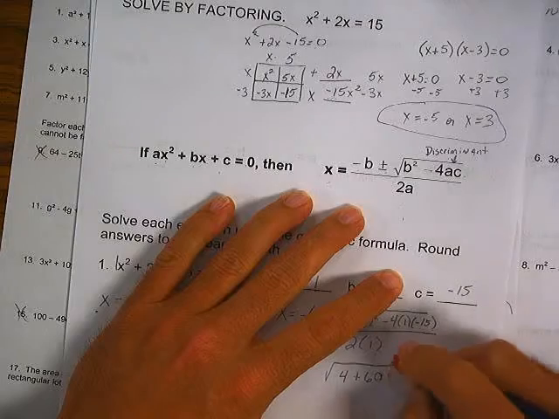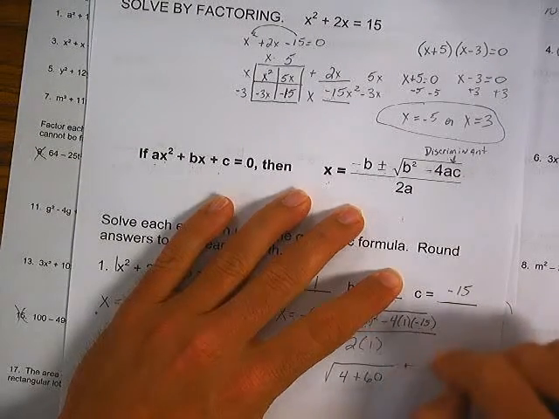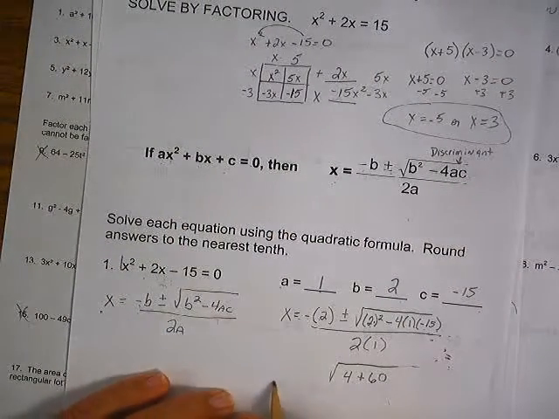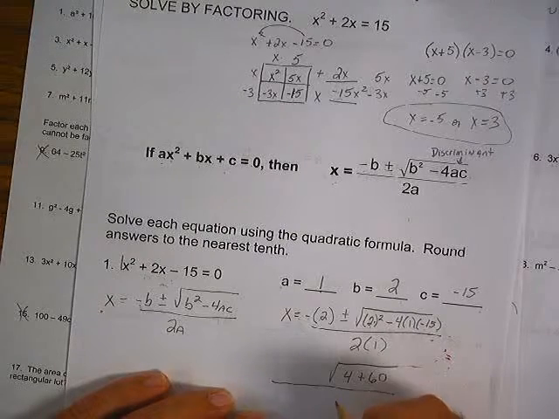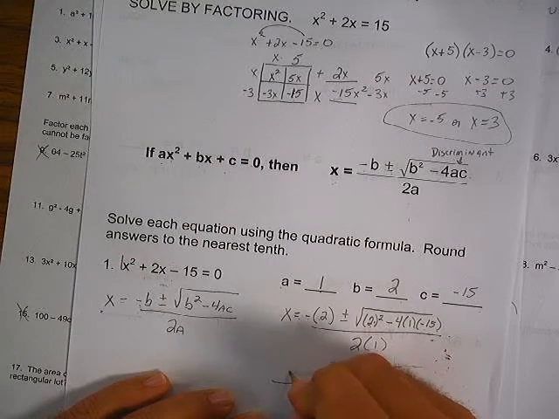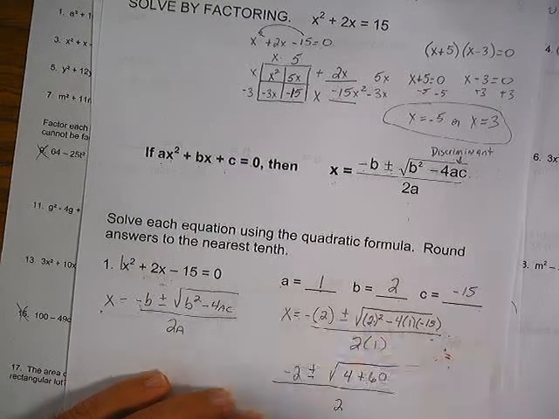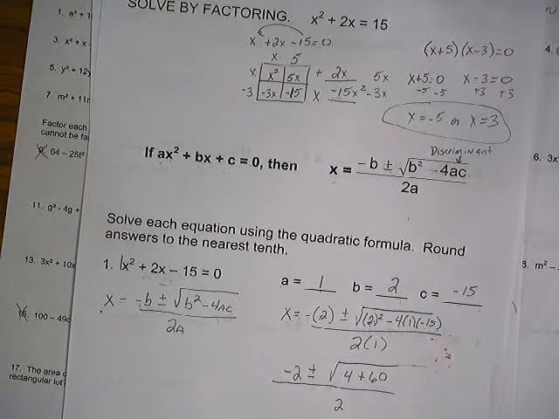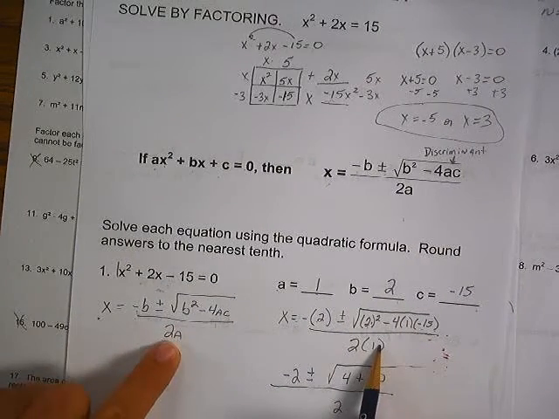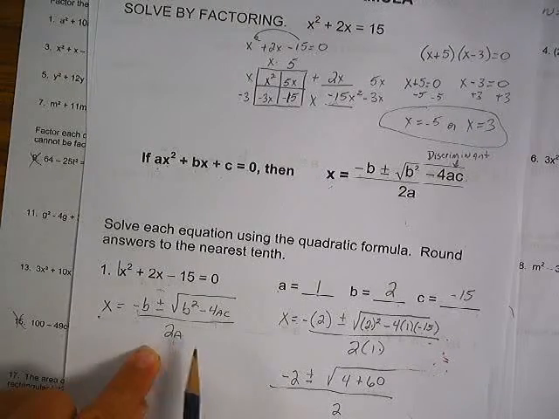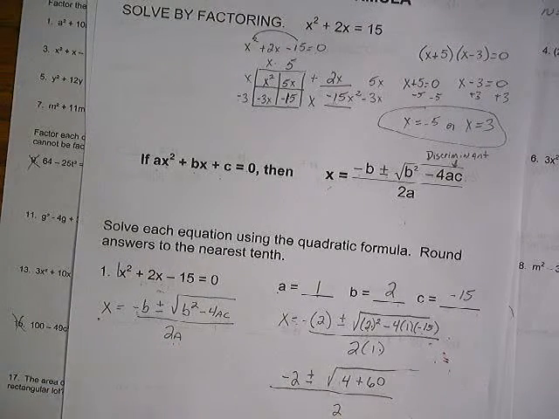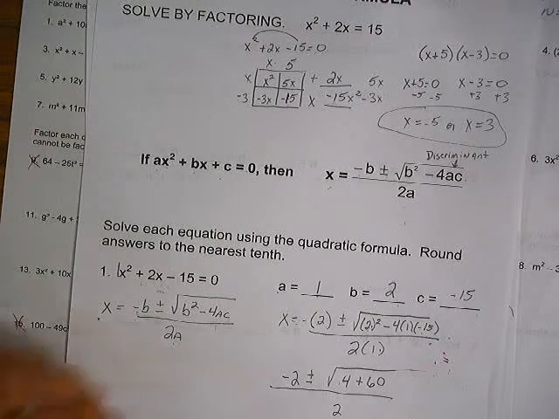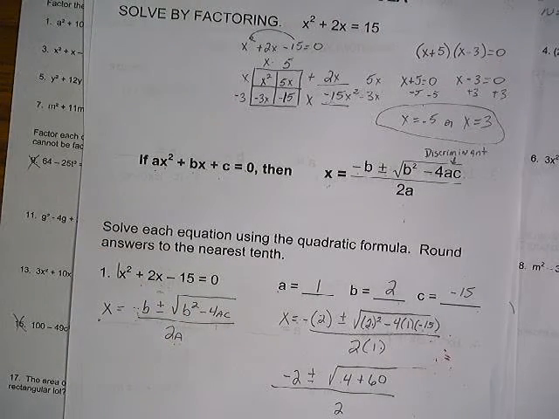Okay? So now, what is 2 times 1? 2. Why did you multiply 2 times 1? Because that's the denominator, 2a. What's 8? Okay, now, what is 4 plus 60? 64. Now, eventually you're not going to have to write every step, but I'm not going to skip steps right now. Does that make sense?